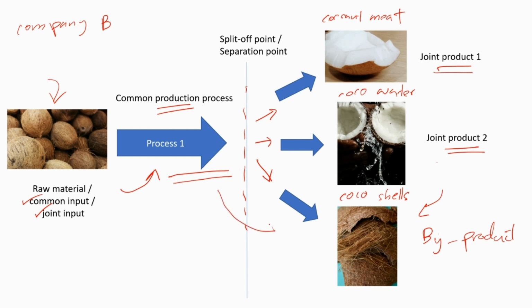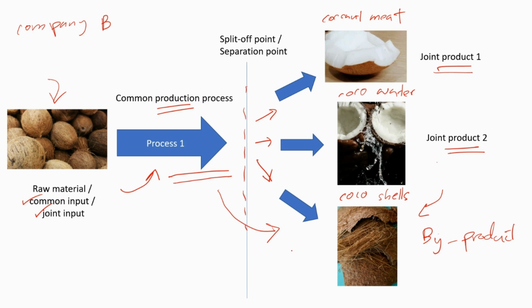So the production of coconut shells is incidental or accidental? This is incidental because company B already knows that they are going to produce coconut shells because of the common production process. This is not accidental. They are already expecting this to happen. So now you know the basics of joint product manufacturing.